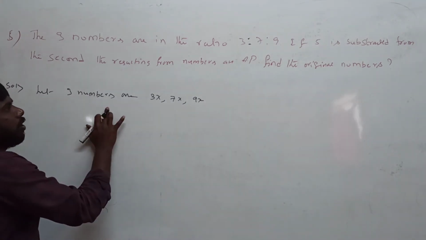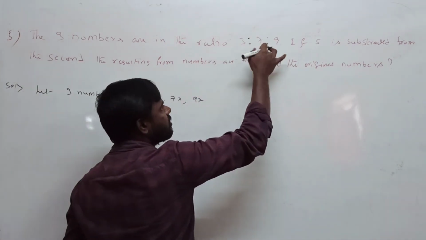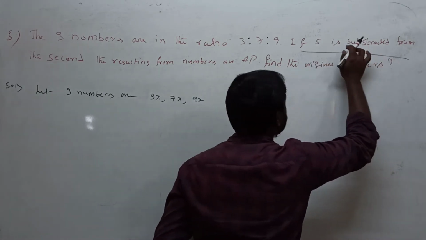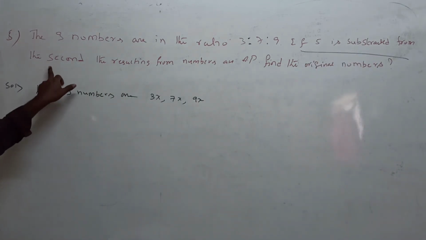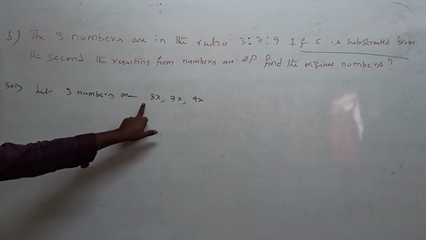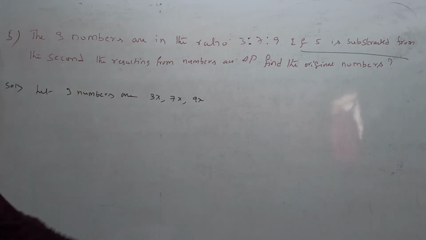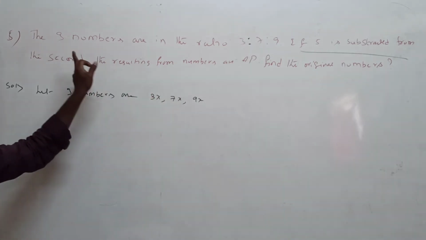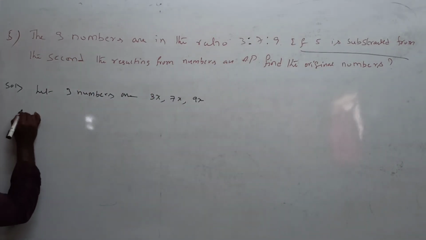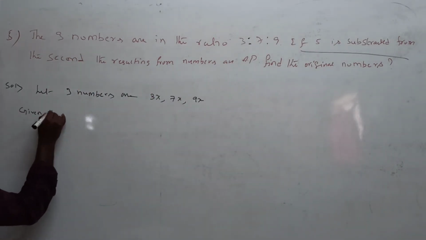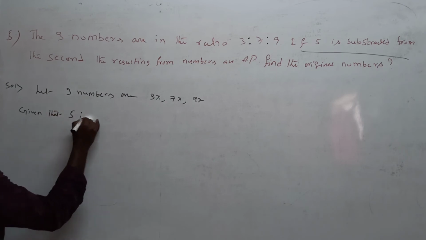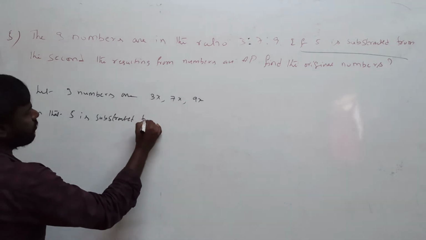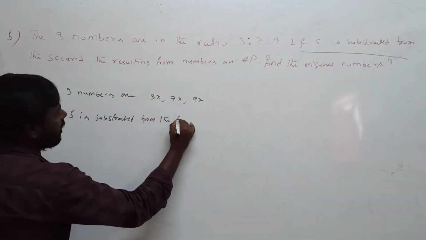Let the three numbers be 3x, 7x, 9x. What is the next condition? If 5 is subtracted from the second number. In these three numbers, 5 is subtracted from the second number. The second number here is 7x, so 5 is subtracted from 7x. So according to the question, given that 5 is subtracted from the second number.